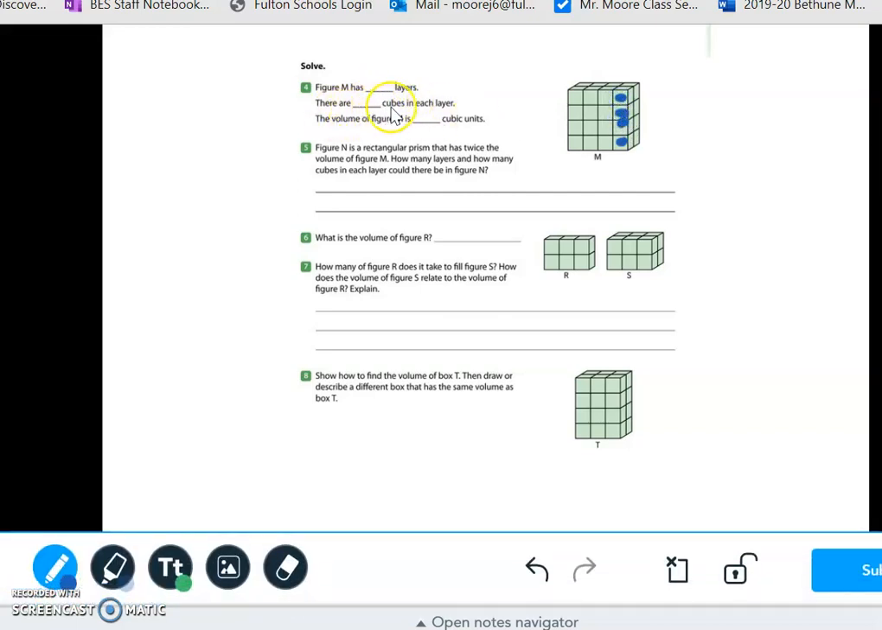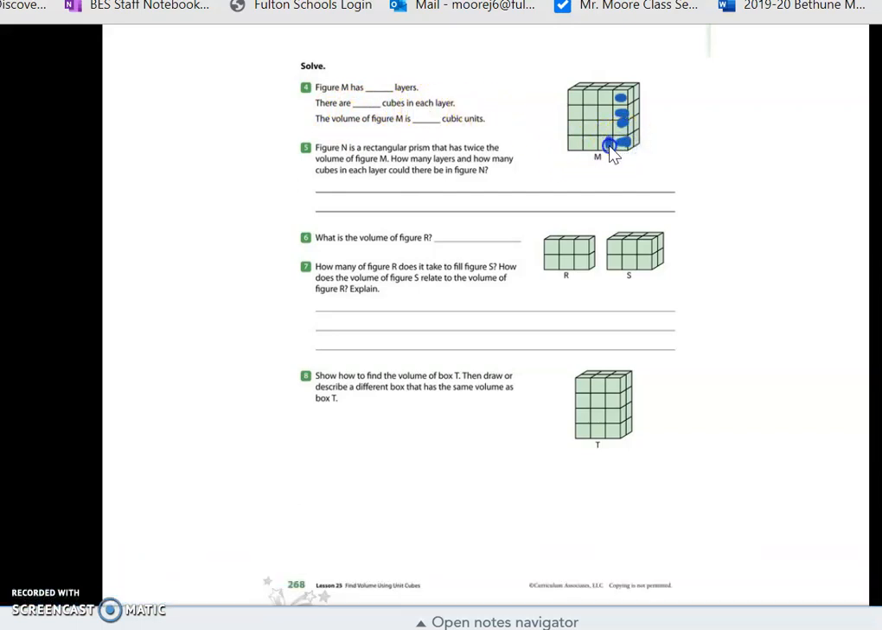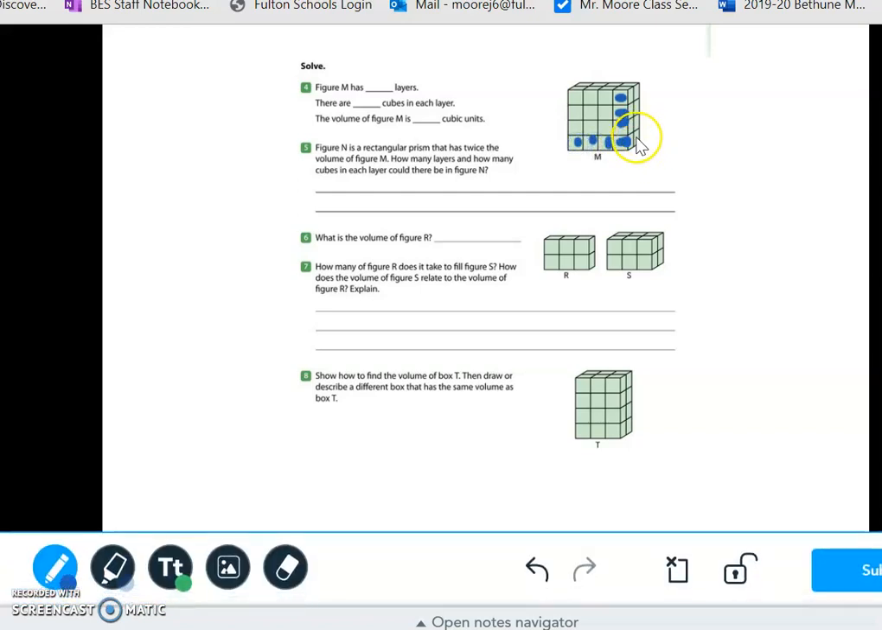It says there are blank cubes in each of our layers. So each layer has, again, 1, 2, 3, 4, but we have 2 rows here. So that's 4 times 2, which gives me 8. So again, the volume of it would be, we got 8 in each row. And how many rows? It's 8 by 1, 2, 3, 4. 8 by 4 will give me 34. 34. So you can go ahead and pause and answer that one. And it also says figure N is a rectangular prism that's twice the volume of M.